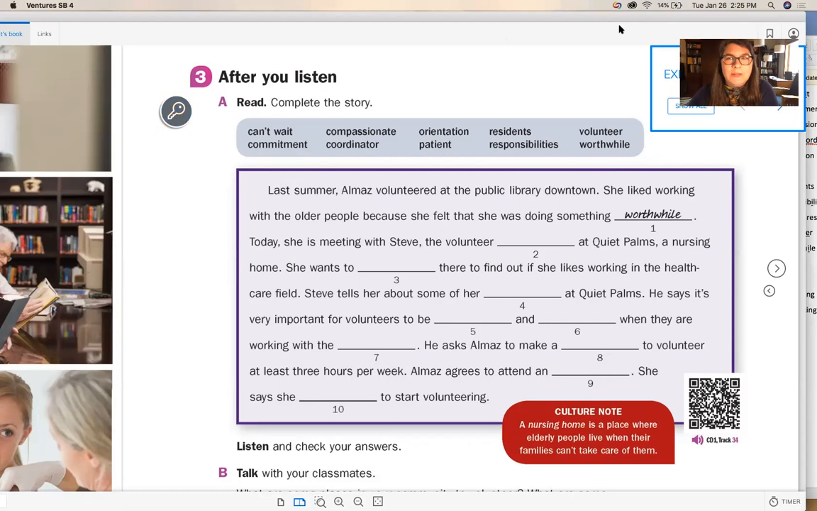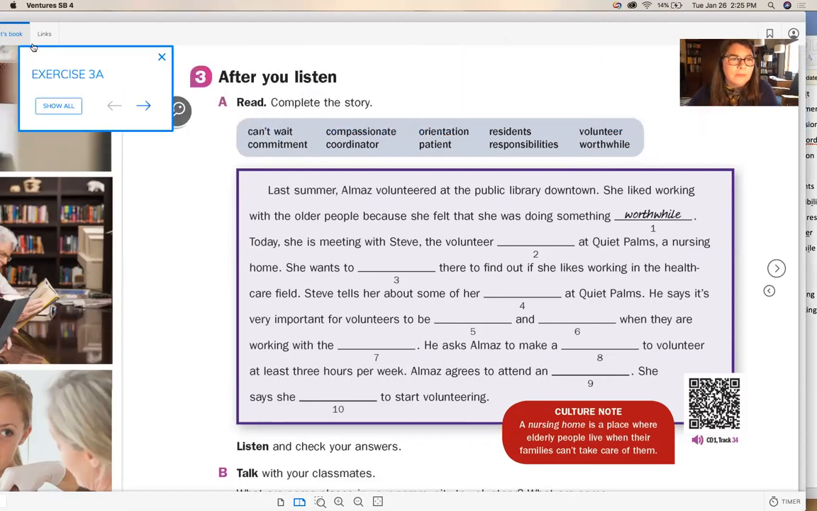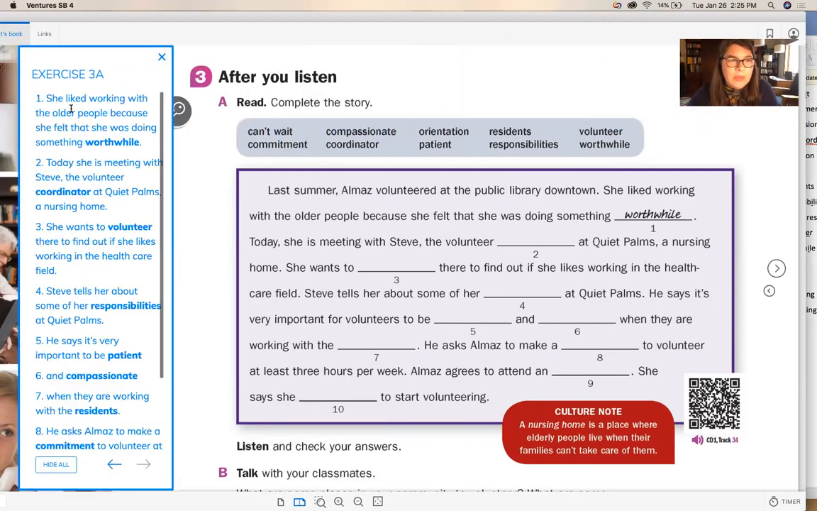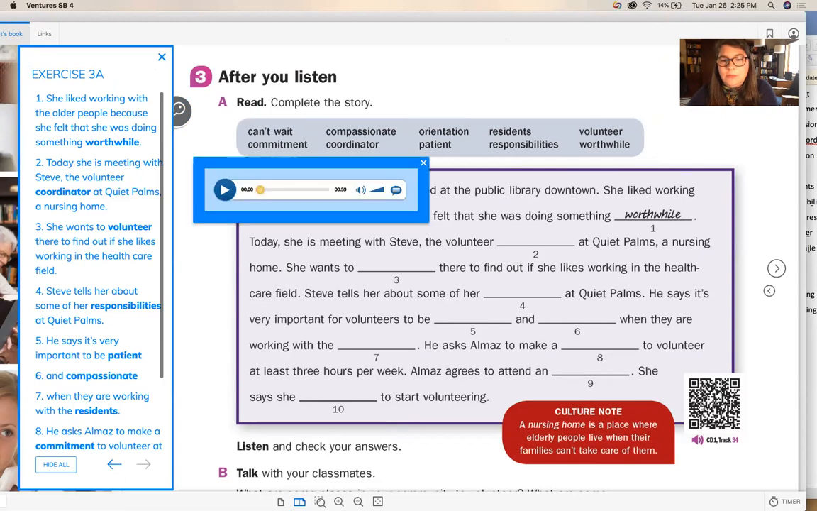Okay, let's check our answers. I'm going to show you the answers and let you listen. So this will be reading the answers too. Ready?